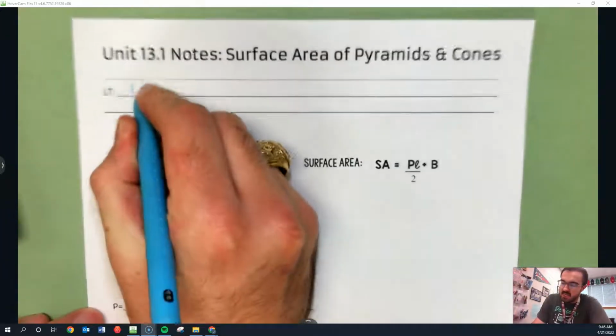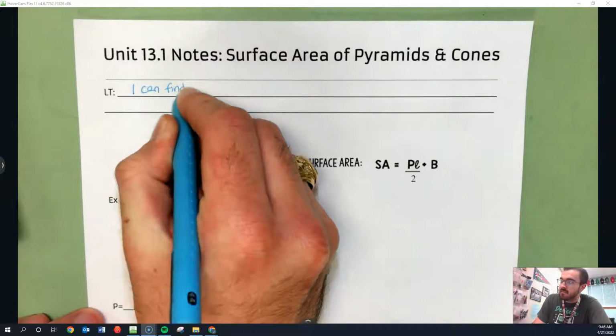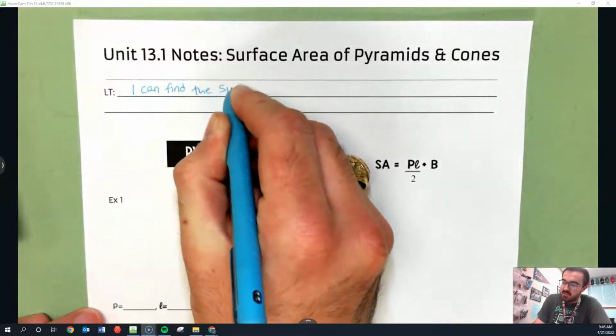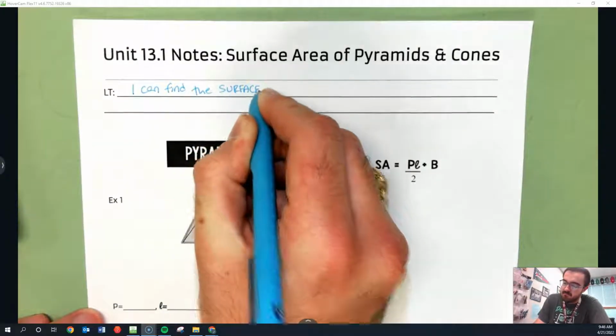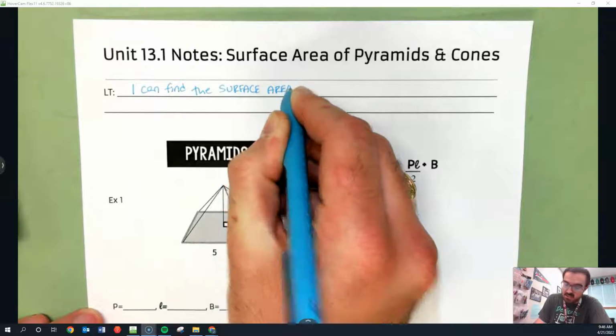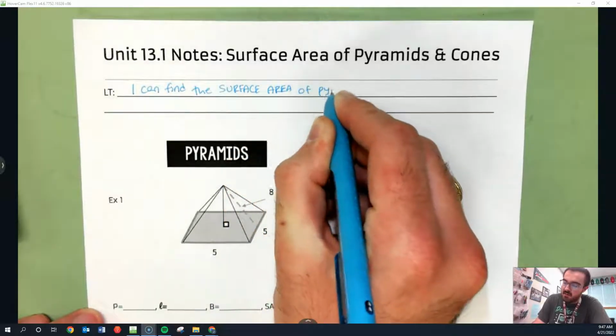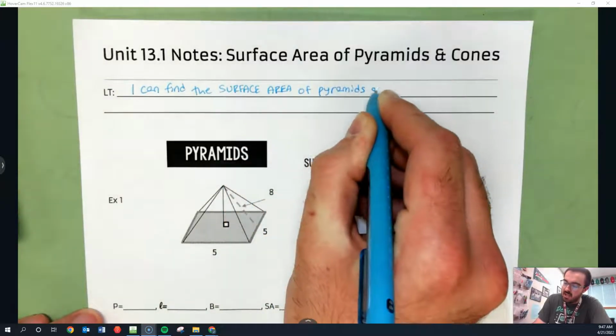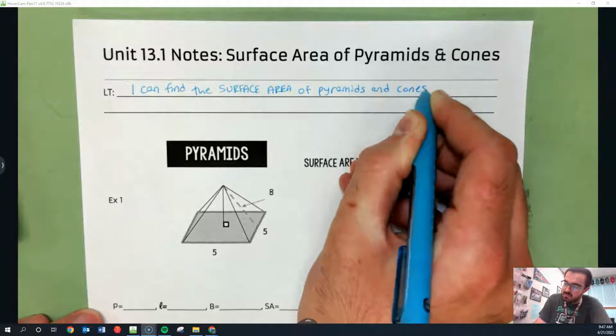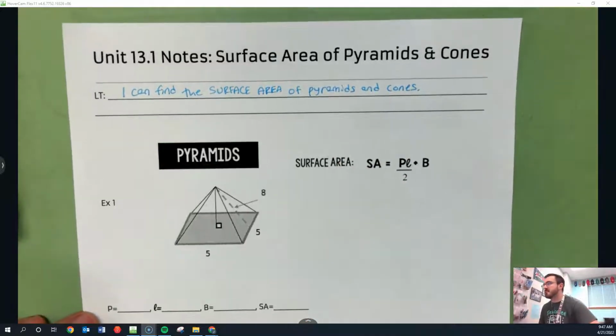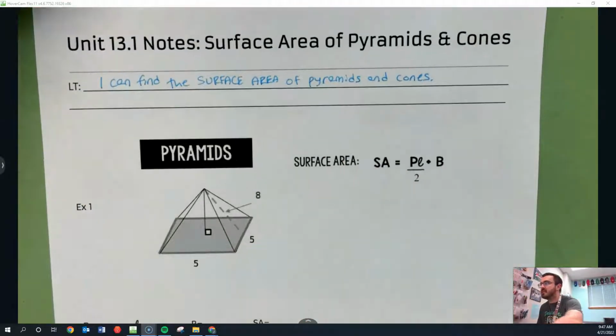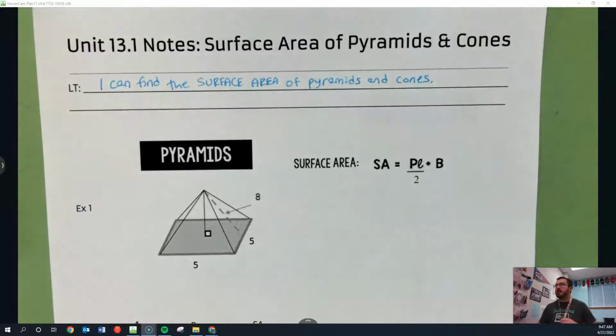Today's learning target is I can find, specifically the surface area. Again, we did that last unit, but this time pyramids and cones. Okay? Pyramids and cones. So not too bad.